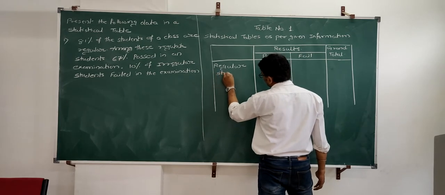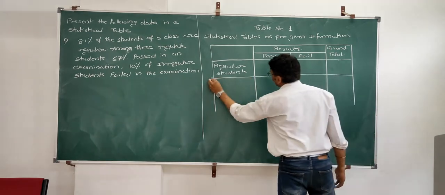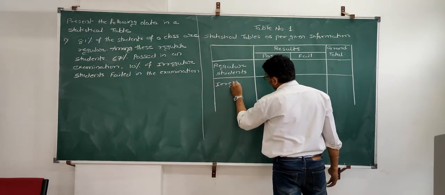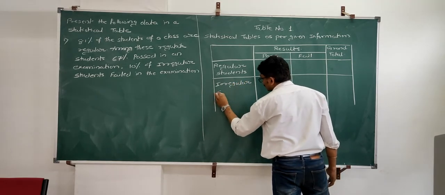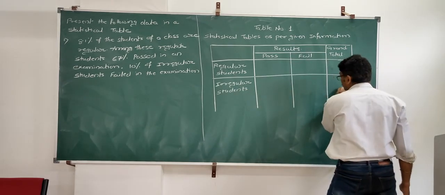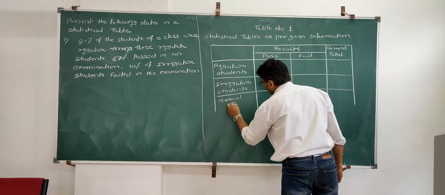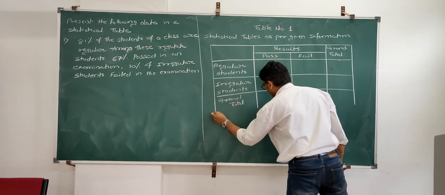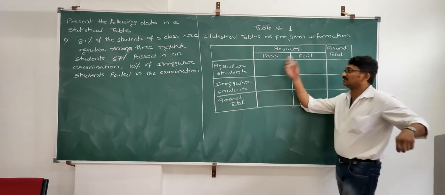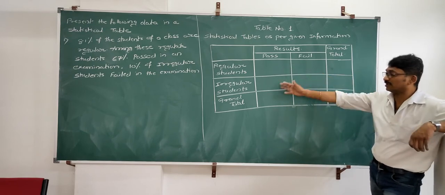And here I will write regular students. No need to go for a subtotal column. Irregular students. And the last one is again grand total. These are the simple examples I have taken. Now this is the blank table. It becomes the blank table because the body of the table is totally blank.